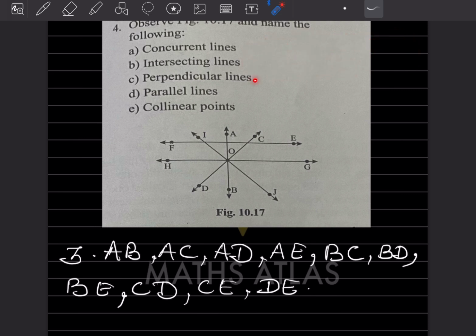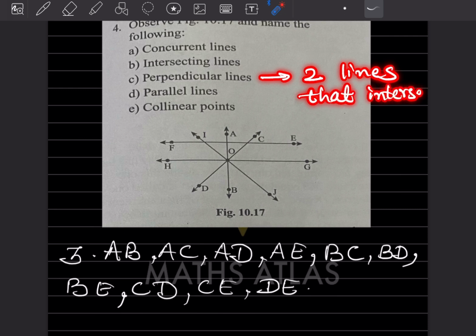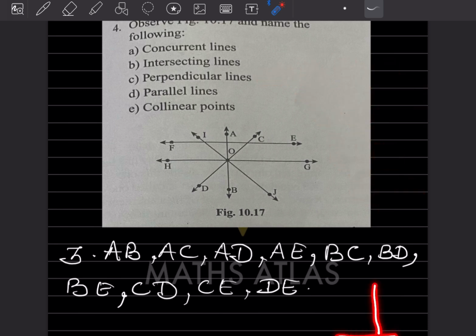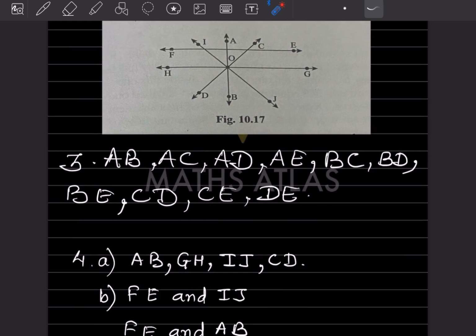Now let us see the perpendicular lines. What do you mean by perpendicular lines? First thing you should know, two lines that intersect each other at a right angle. So now suppose this is one, the other line is intersecting here, this is going to be the right angle. So two lines which intersect each other at a right angle.